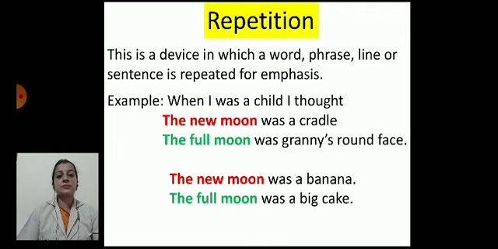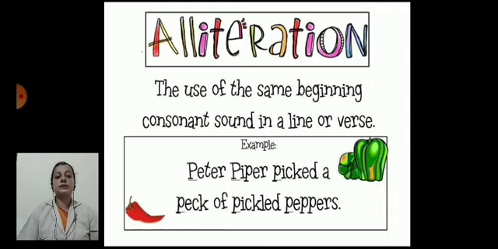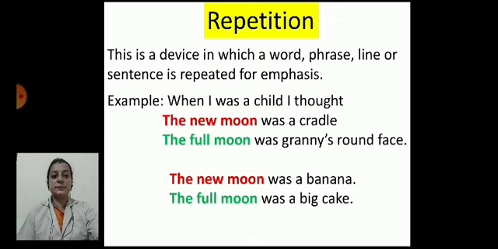After that, come to repetition. Please don't get confused between alliteration and repetition, because in alliteration, the beginning consonant sounds of the words in a line are the same, but in repetition, a word, phrase, line or sentence is repeated for emphasis, right? So we can say that repetition is a device in which a word, phrase, line or a sentence is repeated for emphasis. Example, when I was a child, I thought the moon was a cradle.